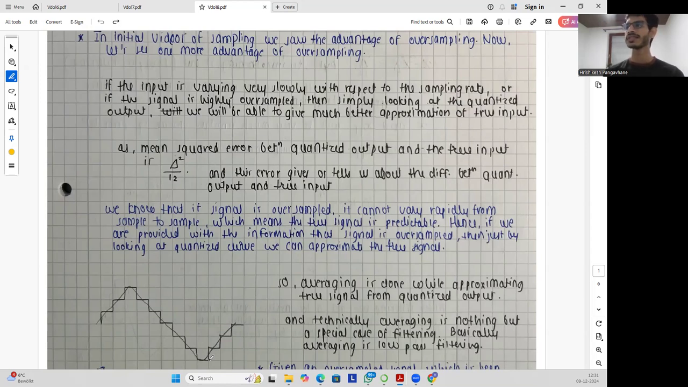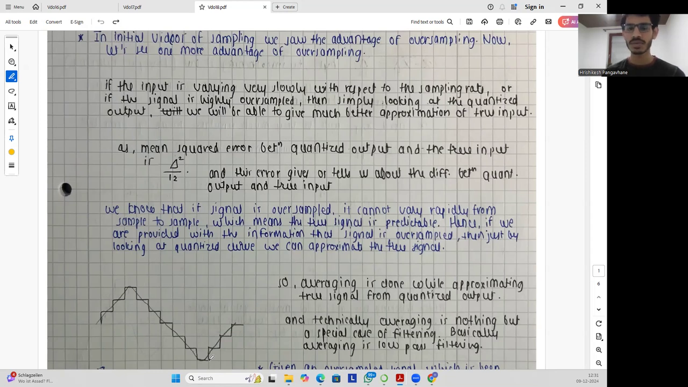So we know that if a signal is oversampled, it cannot vary rapidly from sample to sample. With every successive sample there is no rapid variation, which means the true signal is predictable. Hence, if we are given the information that the signal is oversampled, then just by looking at the quantized curve, we can approximate the true signal, which we already did. And that approximated input signal would have very little quantization error.